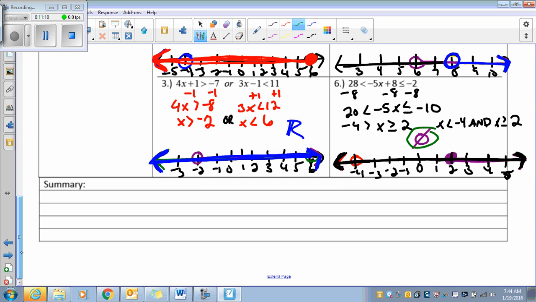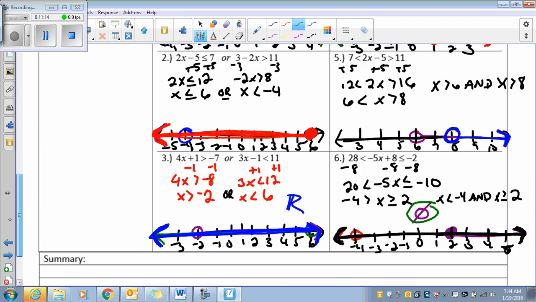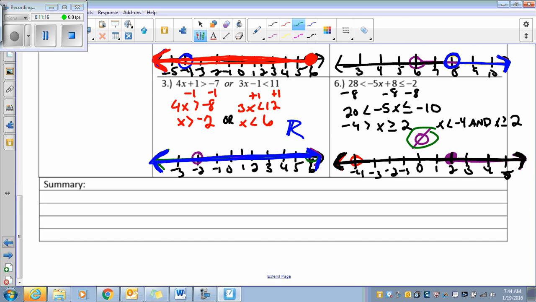So make sure that you look through these notes. We'll do some practice in class. What I want you to do is write a summary recapping what you have learned and the differences between your compound inequalities using AND or OR.